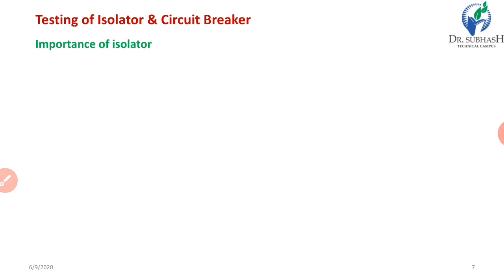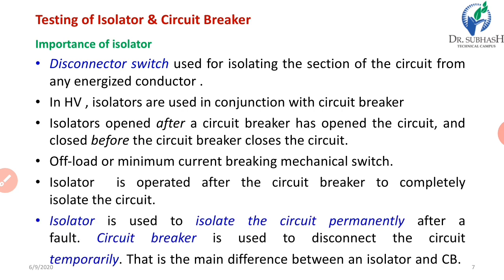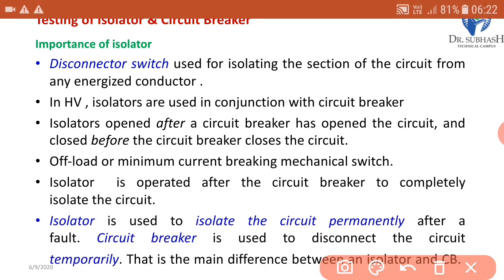Now testing of isolator and circuit breaker. First we will see importance of isolator. It is nothing but a disconnector switch used for isolating the section of the circuit from any energized conductor. So it is just a disconnector switch. In high voltage, isolators are used in conjunction with circuit breakers. It means circuit breakers and isolators both are used.